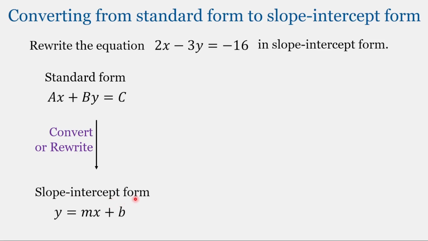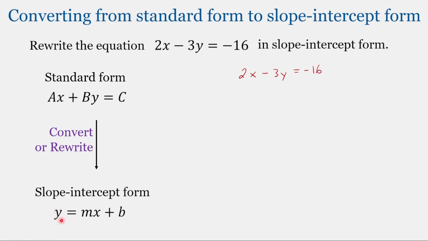But that's not what I meant when I said there's one feature of slope-intercept form that is great. We'll see that in the last few examples. So let's go ahead and convert this. So we have 2x minus 3y equal to negative 16.